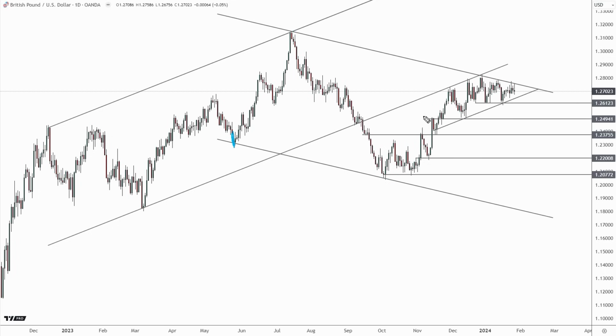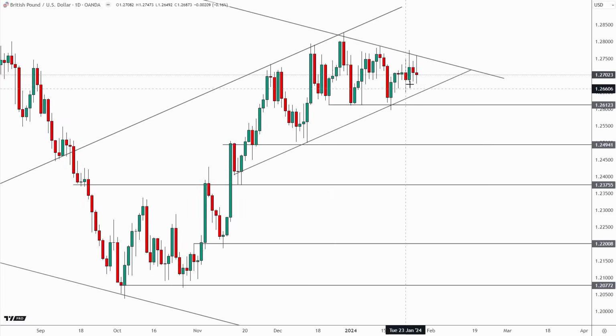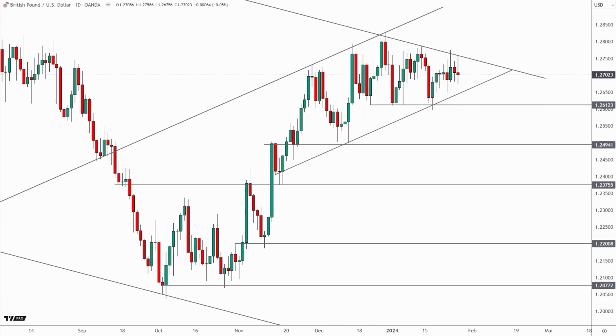Now, the one thing I pointed out on Friday, and this still holds true, is that we don't have any confirmation here for the pound. So you can see that this is the upper level that we just looked at, the top of that channel. And so far, we don't have any confirmation one way or the other because the market is just sideways.